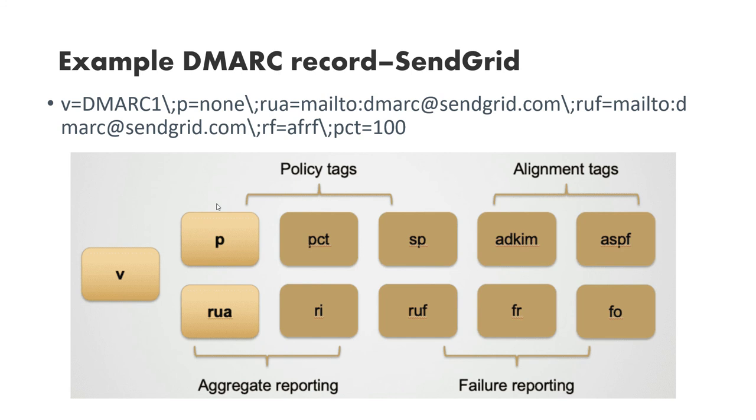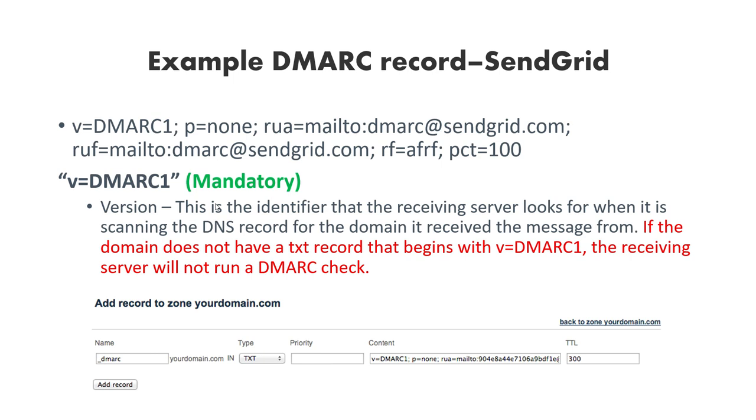So let's go walking through these one by one here. The V in there is the mandatory one. It has to have that on there. It's just the DMARC version. It's just the identifier it looks for. And if you do not have a text record that begins with V equals DMARC 1, the receiving server will not run a DMARC check. So it has to be in there like that. Otherwise, it's just always going to fail DMARC, and some stuff may go to spam when it shouldn't. So it has to have that mandatory, and it has to be exactly that, V equals DMARC 1.